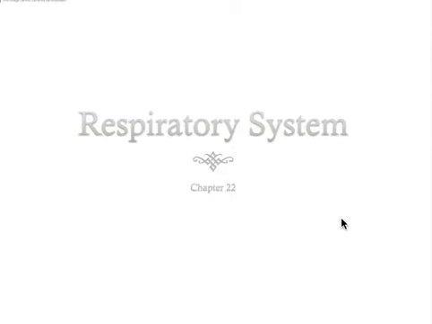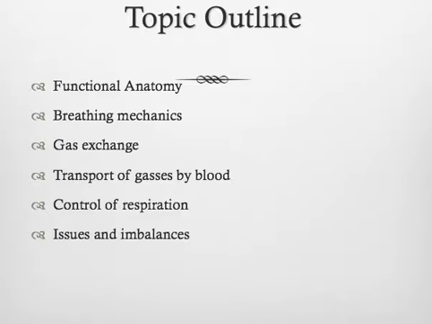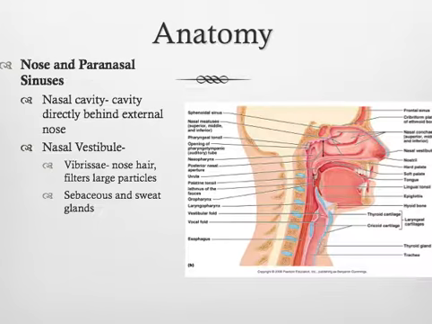So the respiratory system, we are going to talk about the anatomy of the respiratory system, so the structures involved. We're going to talk about how air gets in and air gets out. That's breathing mechanics. We're going to talk about gas exchange, so oxygen in, carbon dioxide out. We're going to talk a little tiny bit about how gases move around your body. And then depending on how I feel about that, we may talk about the control of respiration and imbalances. We might skip that control of respiration.